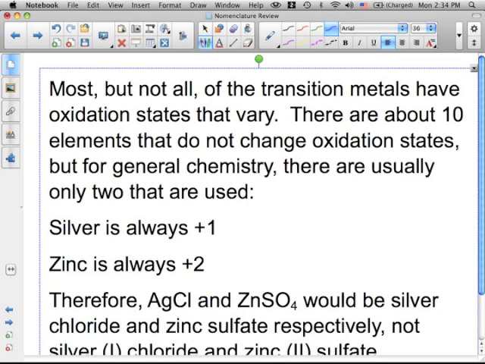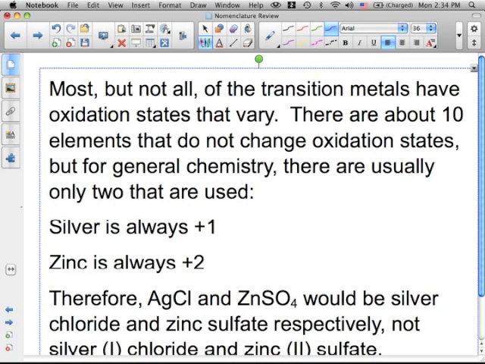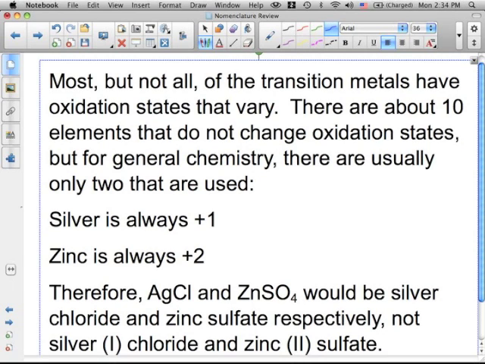They would not be silver 1 chloride and zinc 2 sulfate, because that would be like always referring to you by your first and last name. The 1 and the 2 would be redundant, because anytime you have a silver ion, there will always be +1. And anytime you have a zinc ion, it will always be +2. So you just name it with all the respective names. Silver chloride, zinc sulfate.